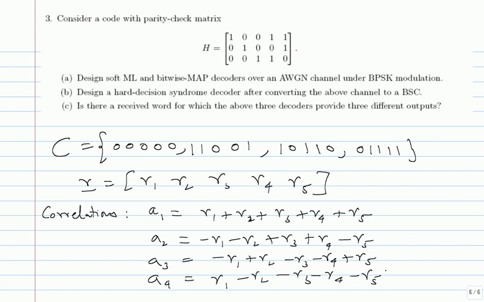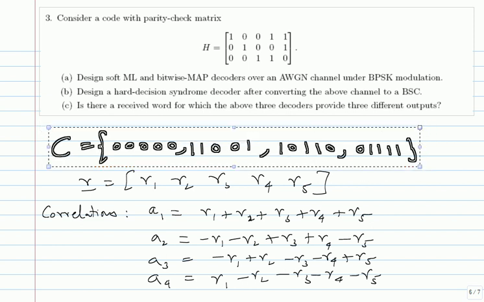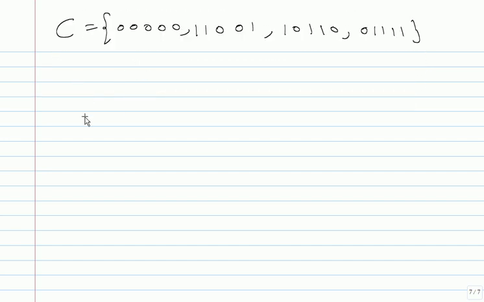How do you do bitwise MAP? Can you write down the likelihood expressions? It's enough if you do likelihood expressions for what two bits? The two message bits, which are the last two. So you compute capital L4 and capital L5. Go ahead and write down those expressions. Let me copy the codewords. So what's the expression for L4?